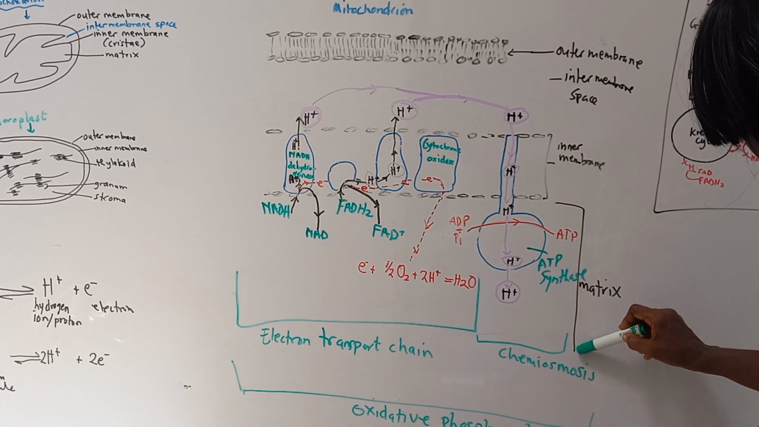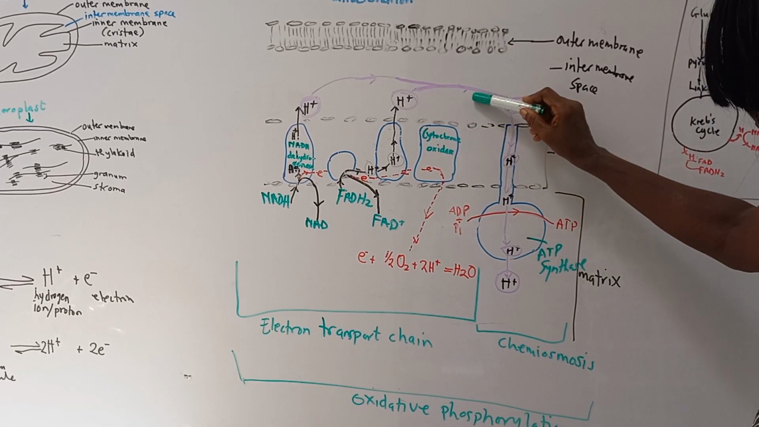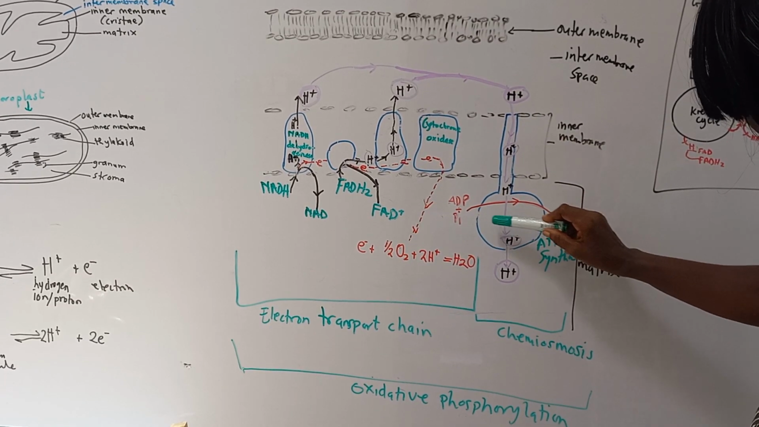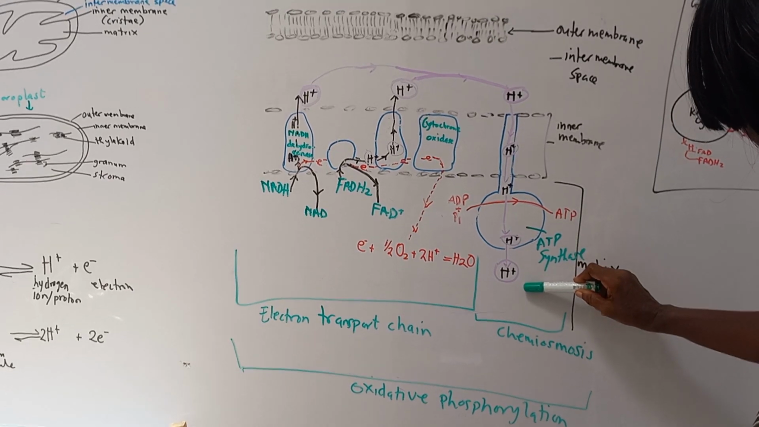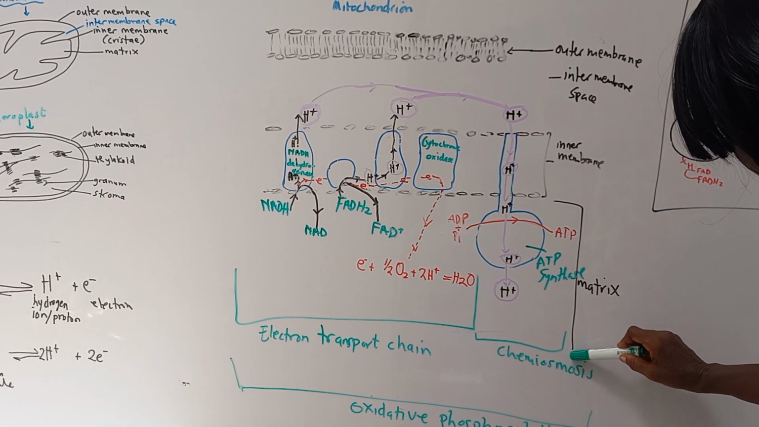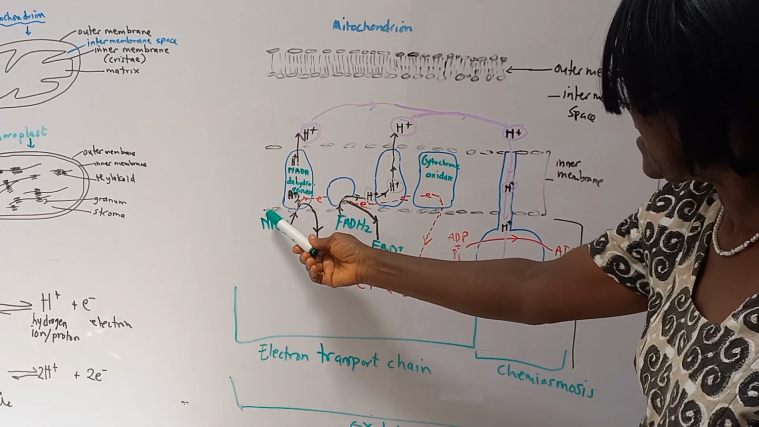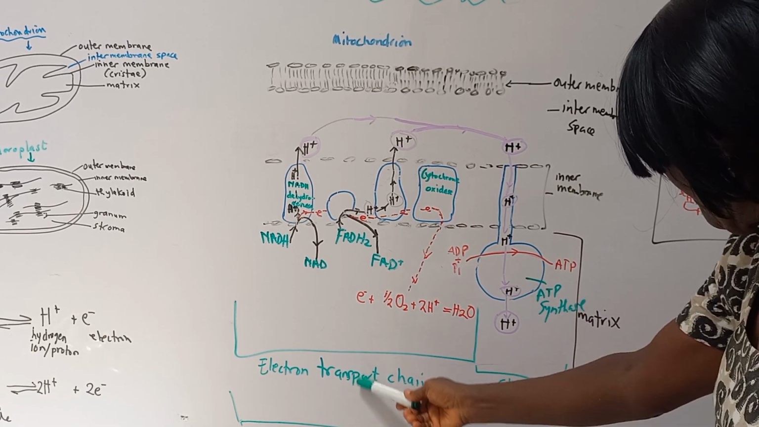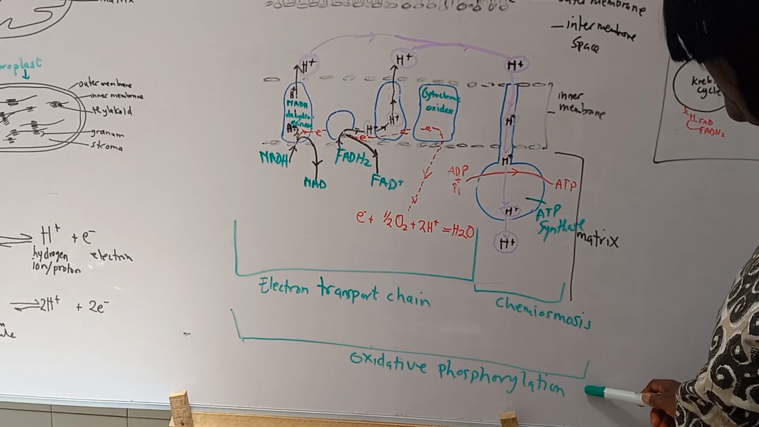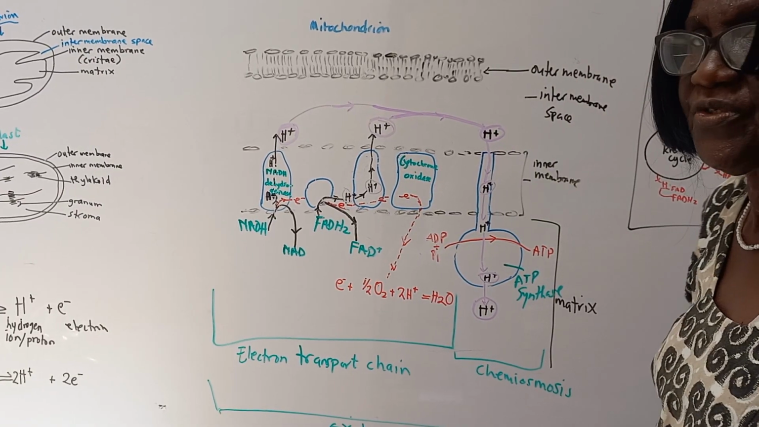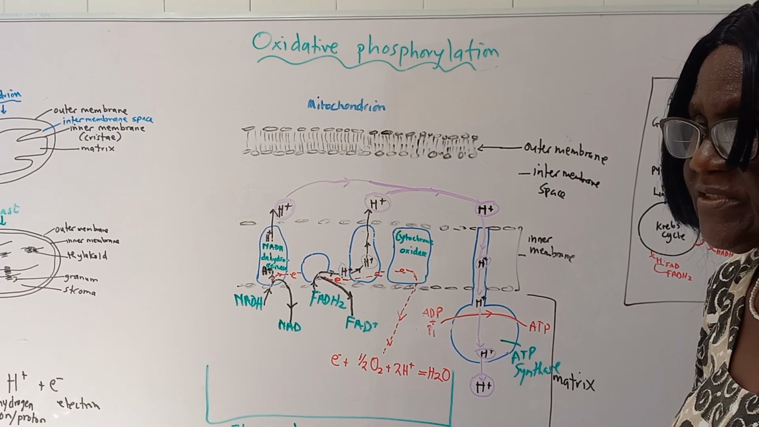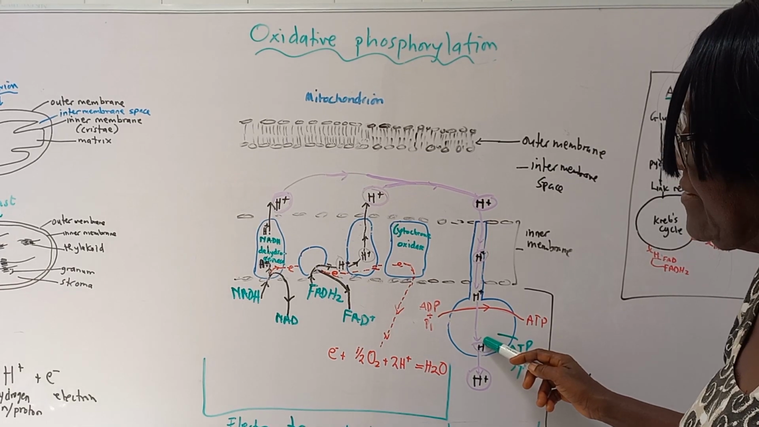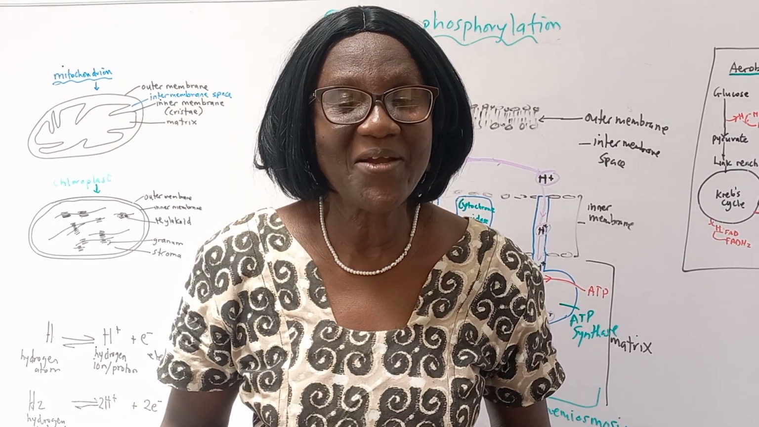Now this process where the hydrogen ions are pumped into the intermembrane space and flow through the ATP synthase to form ATPs is known as chemiosmosis. Now the whole process from the beginning, electron transport chain and chemiosmosis, forms the oxidative phosphorylation process. And this process produces so many ATPs. Some scientists put it as 34 ATPs, others 36, and others 38 ATPs.